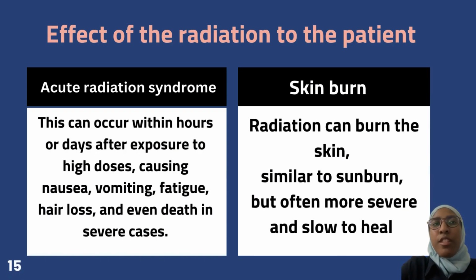Now we will talk about the effect of radiation on the patient. We have two points here. The first one, acute radiation syndrome. The second one is skin burn. Acute radiation syndrome occurs within hours or days after exposure to a high dose. And here we have some symptoms that appear in a person affected by the radiation.